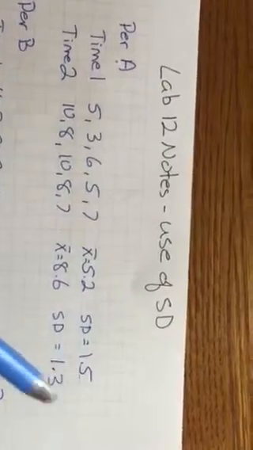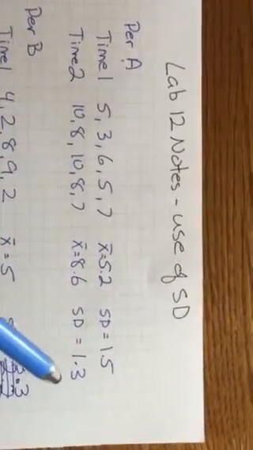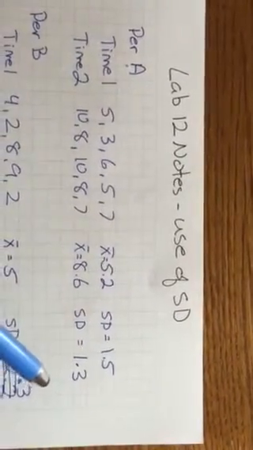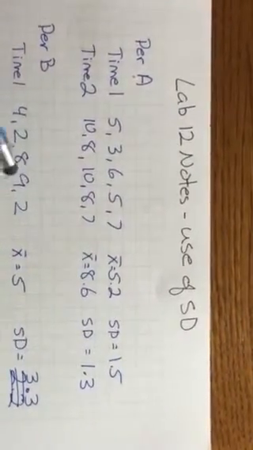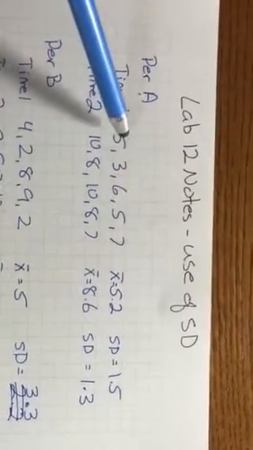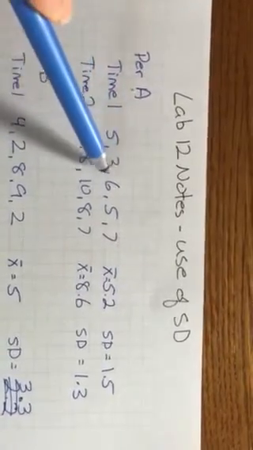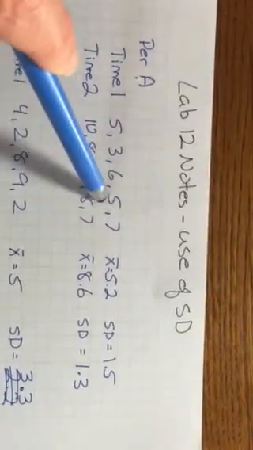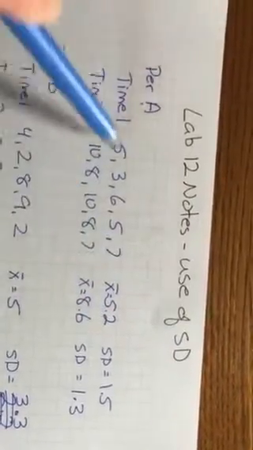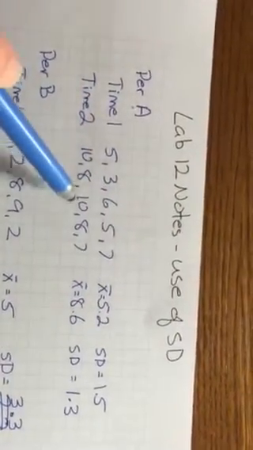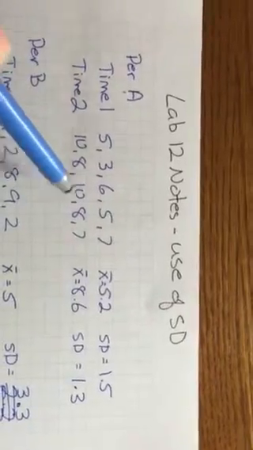Standard deviation on the first set of data is 1.5, and standard deviation on the second set of data is 1.3. I'm not going to go through how to calculate the standard deviation. If that was an issue, please be sure you know how to do that. But remember, what we're doing is looking at how far each of these pieces of data is from the mean of the whole set of data, right? So we're getting a sense for how spread out the data is.